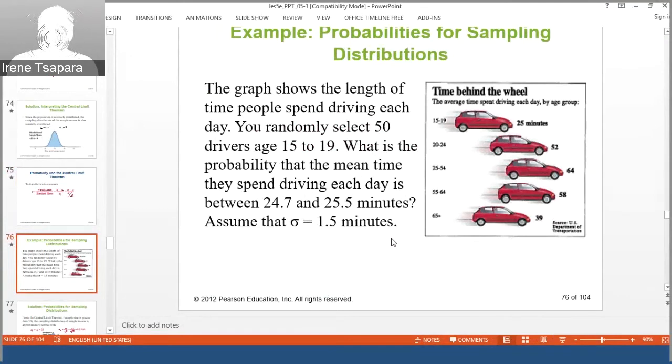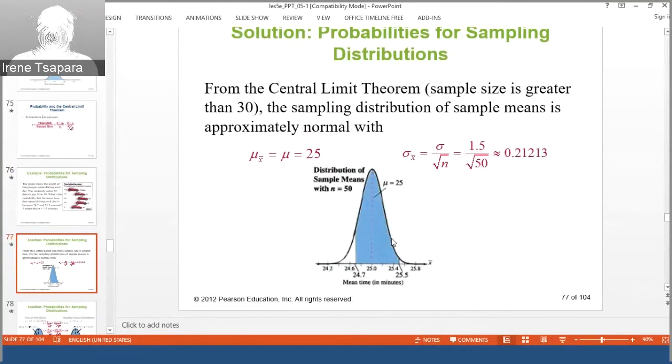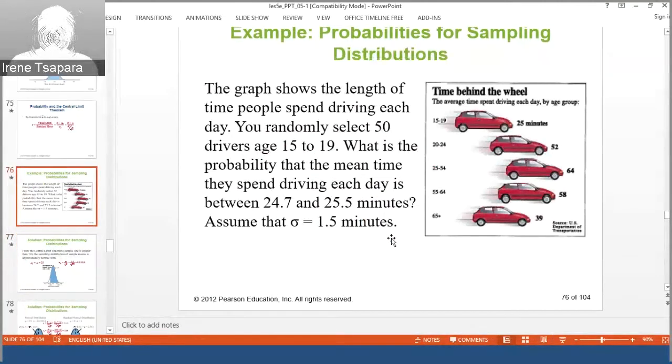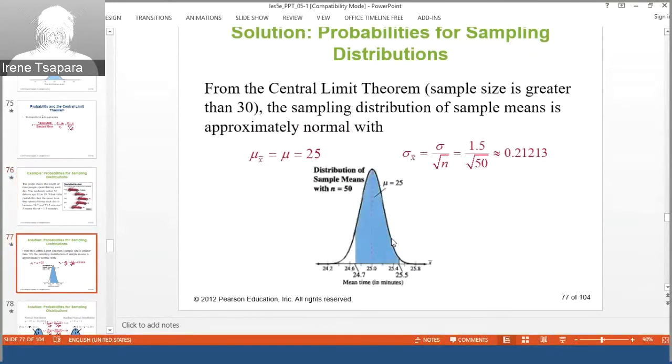What do we have? We randomly select 50 drivers between the ages of 15 and 19. What is the probability that the mean time they spend driving each day is between 24.7 and 25.5? The standard deviation is 1.5. So we are looking right now at a sample of 50. The standard deviation for the population is 1.5. We assume that we can approximate the sample with a normal distribution because of the central limit theorem and because we assume that we don't have extreme outliers.